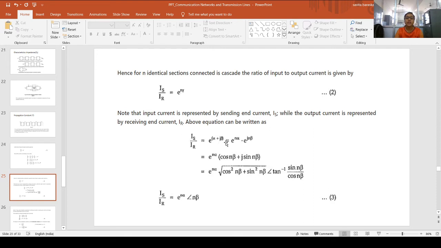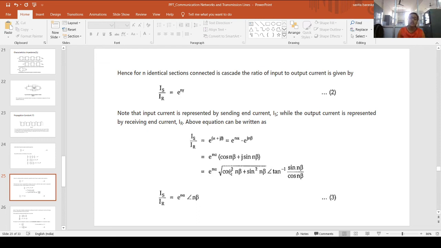So e raised to n times alpha plus j beta is equal to e raised to n alpha into e raised to j n beta. So this equation becomes e raised to n alpha multiplied with e raised to j n beta. Here the e raised to j theta formula is applied, which is e raised to j theta is equal to cos theta plus j sin theta. So we write accordingly cos n beta plus j sin n beta multiplied with this factor.